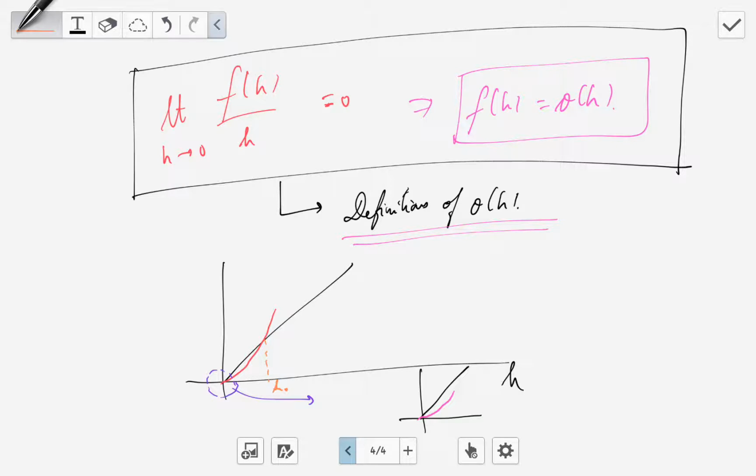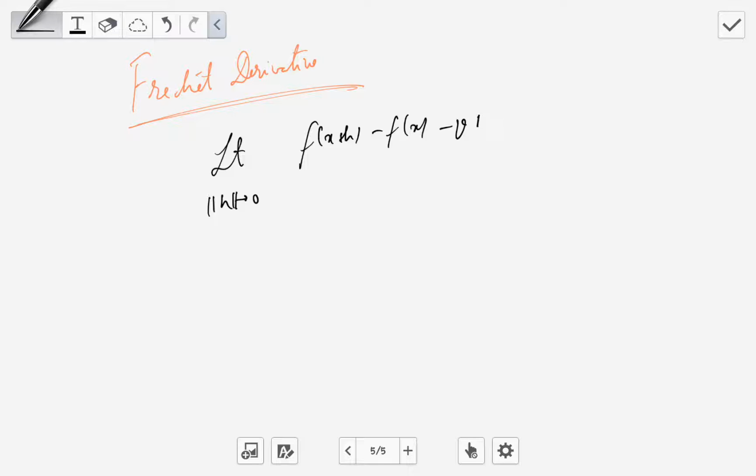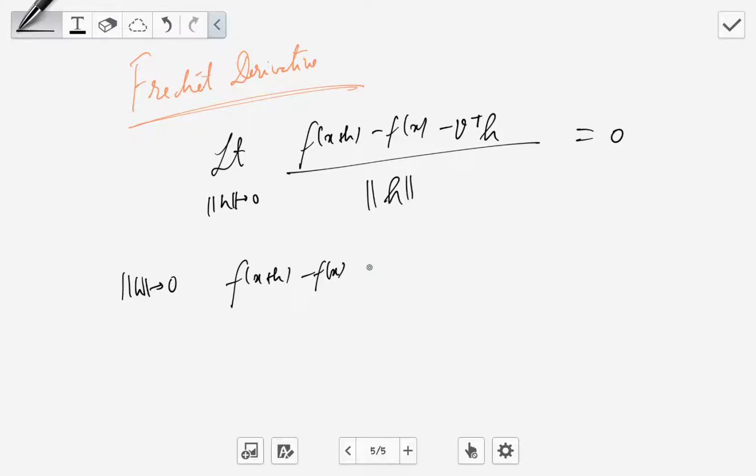Okay, fine. So let us get back to this definition. This is the definition of Frechet derivative, which is limit norm h tends to 0, f of x plus h minus f of x minus v transpose h, by norm h is equal to 0. Now this norm h tending to 0, f of x plus h minus f of x can also be seen as an infinitesimal increment in x. So this is equivalently seen as your df.